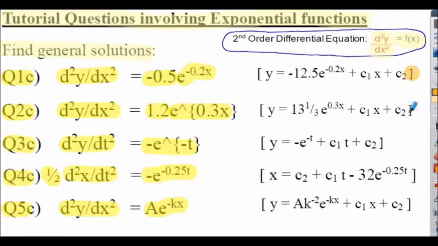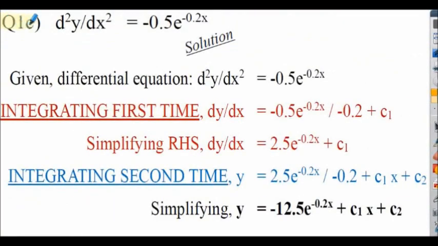The final solution to each of the questions is shown in the square brackets on the right hand side. I would encourage you to stop the presentation and attempt questions 1c to 5c, but I will show you the full work solution to question 1c on the following slide. Question 1c, the full solution.